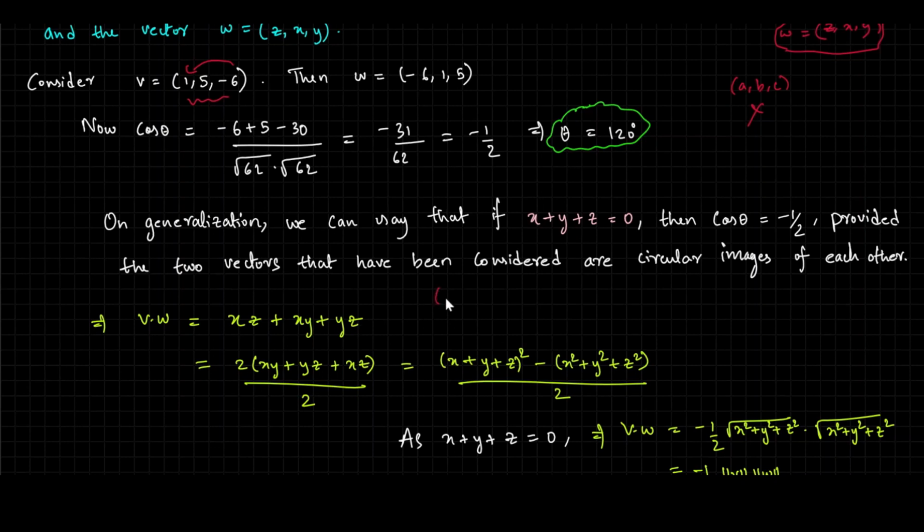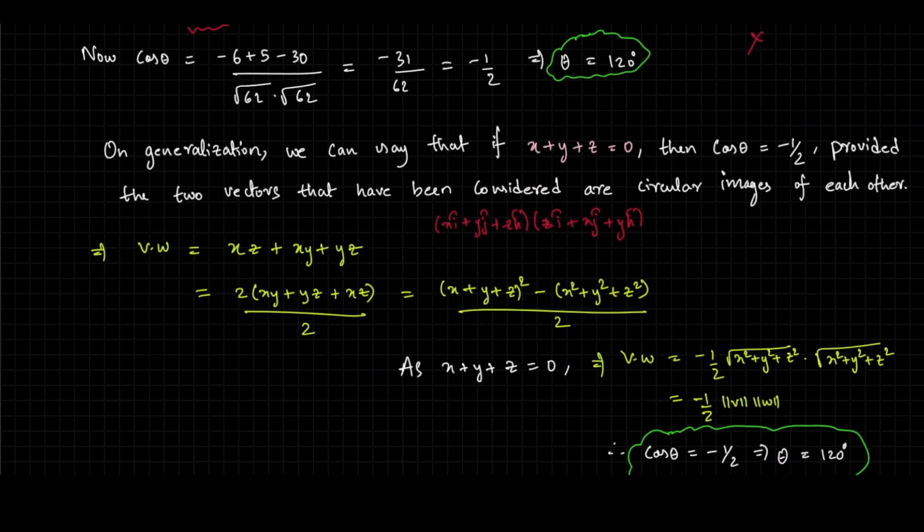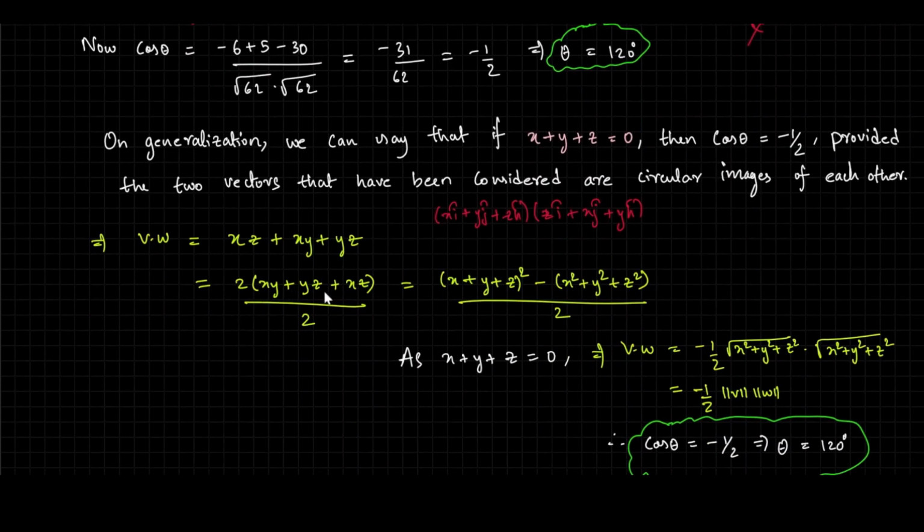So because xi cap plus yj cap plus zk cap is your v vector, and w vector is zi cap plus xj cap plus yk cap. Fine. So when you multiply this, you get xz plus xy plus zy. Fine, this is what you get. And now when you divide and multiply by 2, you get 2 of xy plus yz plus xz divided by 2.